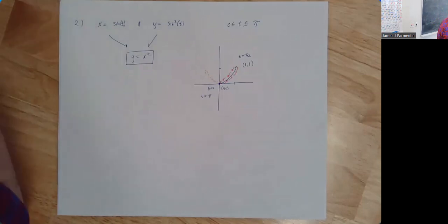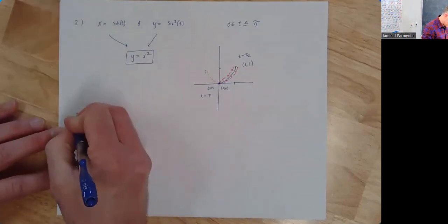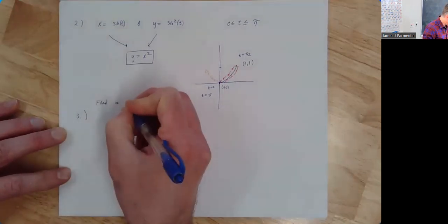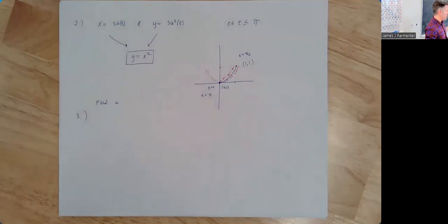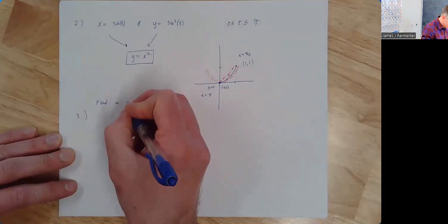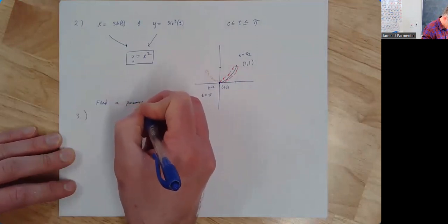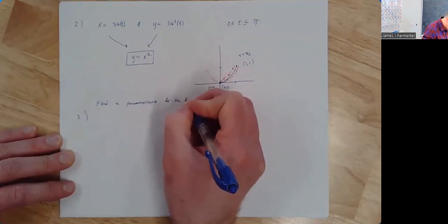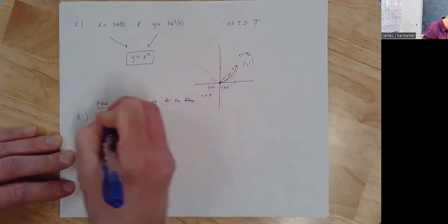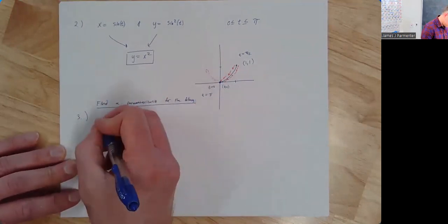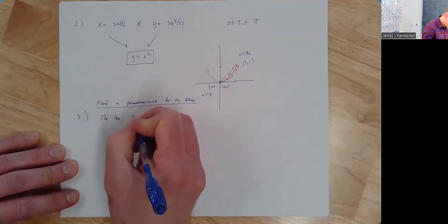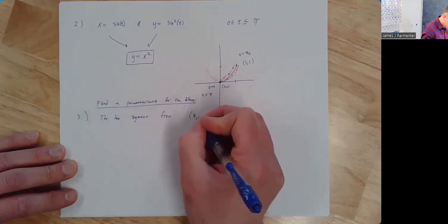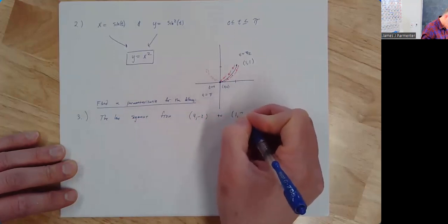Yeah, let's look at, so sometimes we often want to say find a parameterization. So find, and I should say before I say anything else, there's usually more than one right answer. So find a parameterization for the curves. So for example, the line segment from 4, -2 to 1, 7.